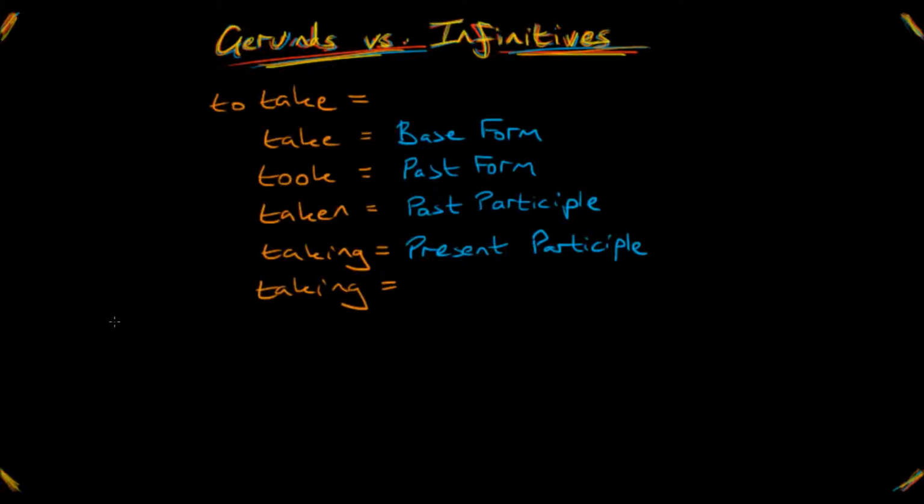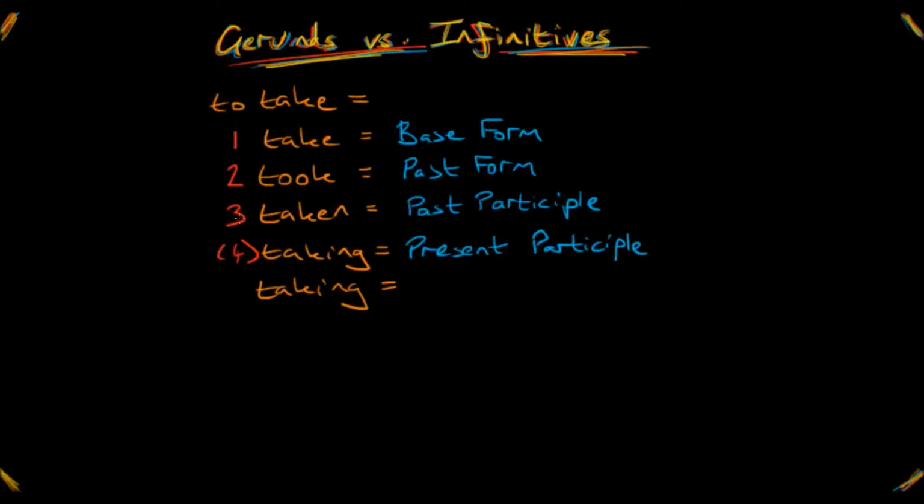Well, we call take the base form, took the past form, taken the past participle, taking the present participle, and really to take and taking shouldn't really even be on this list, because the base form, past participle and present participle, well, we often refer to those as number 1, number 2, number 3, and I would even argue that the present participle should be referred to as number 4, but for some reason we don't. We just refer to them as 1, 2 and 3. Take, took, taken, for example.